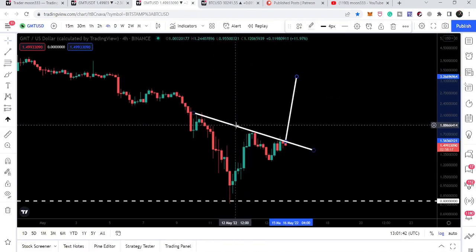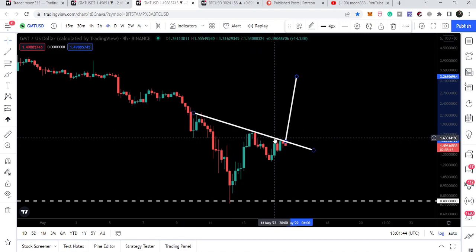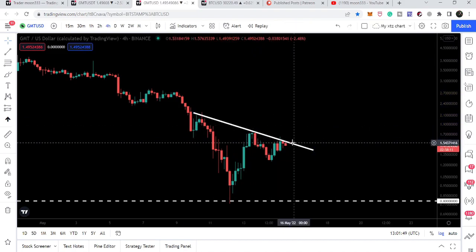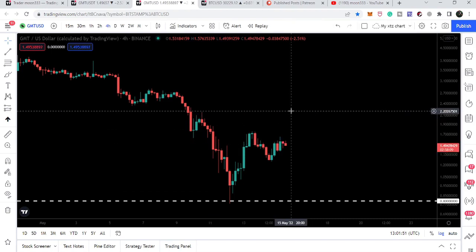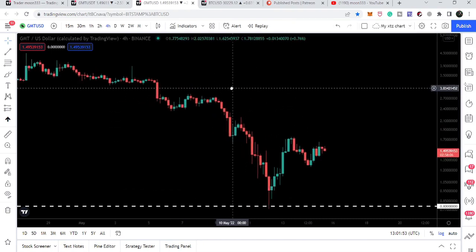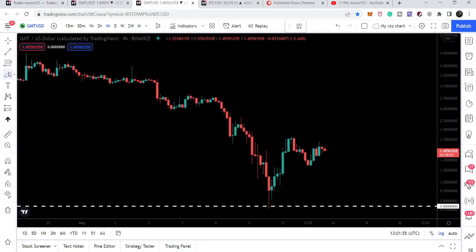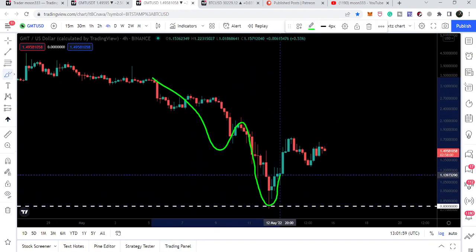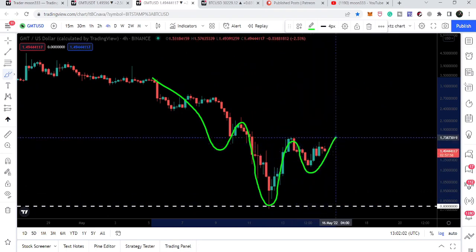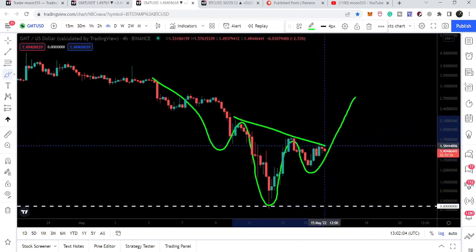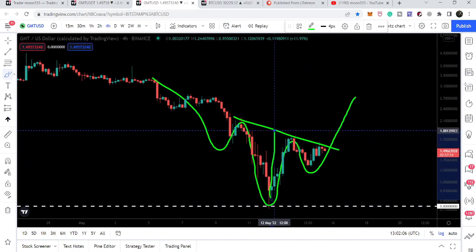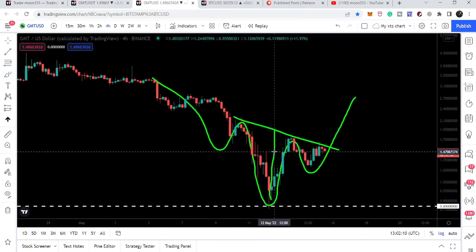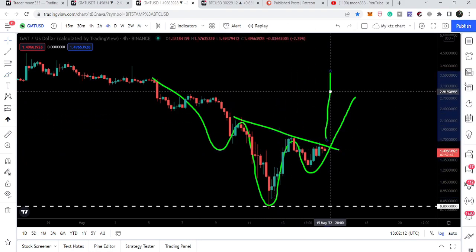Here we can see that we have also found another downtrend line resistance as well, and this resistance is also the neckline of an inverse head and shoulder pattern. And we can see that we have this drop, then we formed left shoulder, this is the head, and now we have formed the right shoulder of this head and shoulder pattern. Here we have the neckline, and the target for this head and shoulder pattern can be, let me just show you, the target can be here.